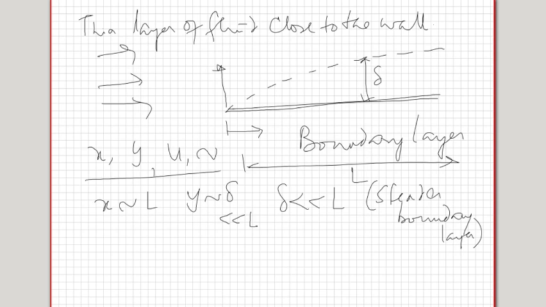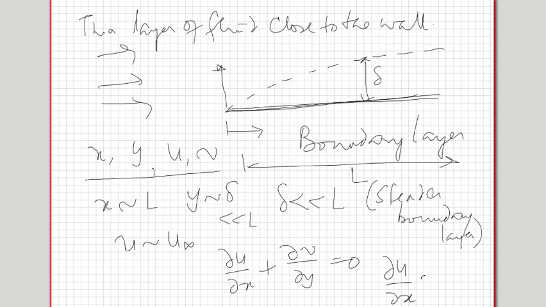The other thing that we know is that the velocity u inside this boundary layer varies from 0 at the wall to u infinity at the edge of the boundary layer. So u is therefore of the order of u infinity because it varies between 0 and u infinity. So if I use these three in equation number 1, the continuity equation, which says del u by del x plus del v by del y is equal to 0, then it tells you that del u by del x should be of the order of del v by del y, so that they can cancel each other and the sum can become 0. So the magnitude of these two should be of the same order.